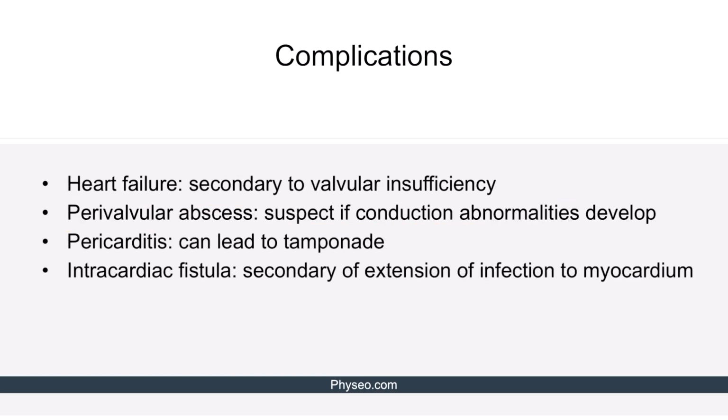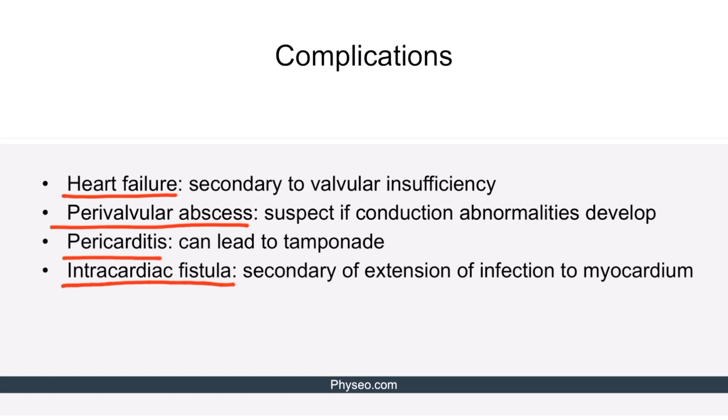There are many cardiac and extracardiac complications that can arise due to endocarditis. Cardiac complications in endocarditis include heart failure, perivalvular abscess, pericarditis, and an intracardiac fistula. Heart failure is the leading cause of death in patients with infective endocarditis and often occurs secondary to valvular insufficiency. A perivalvular abscess can lead to conduction abnormalities in patients with infective endocarditis.